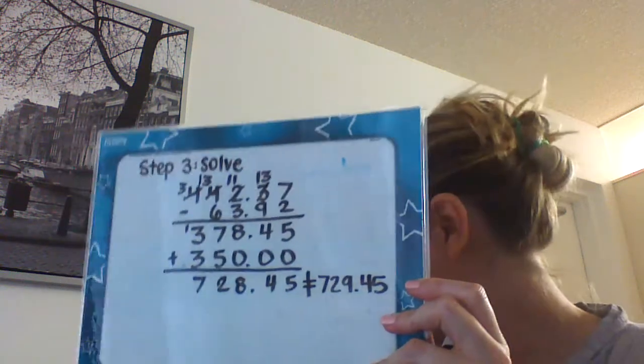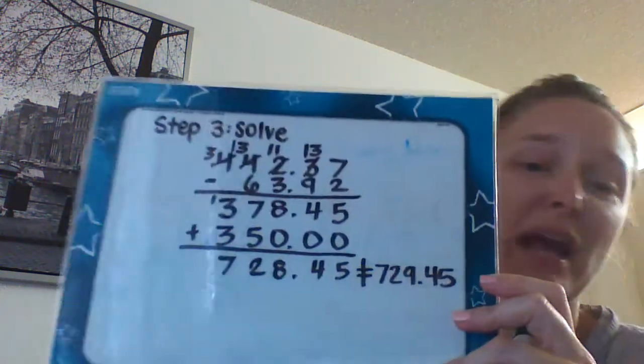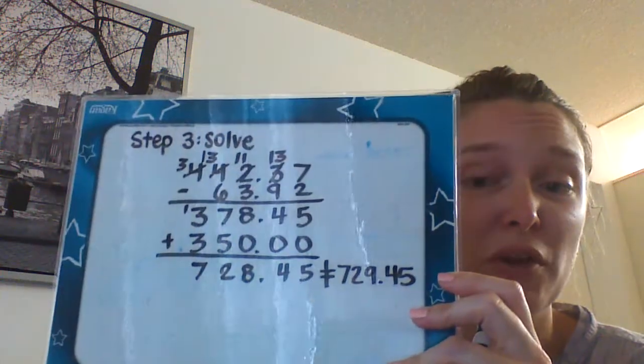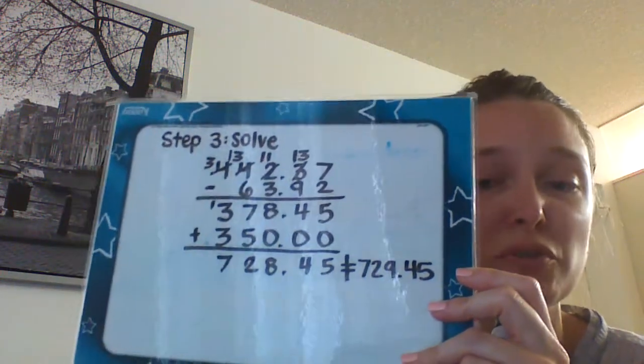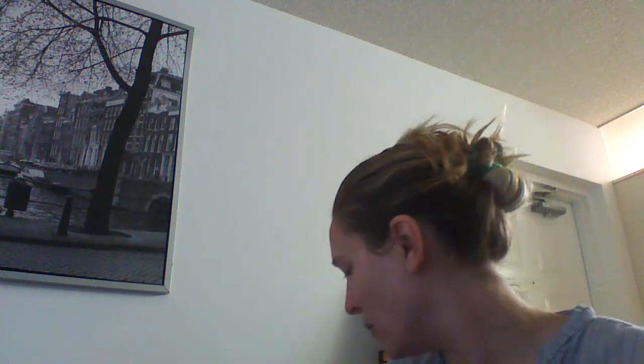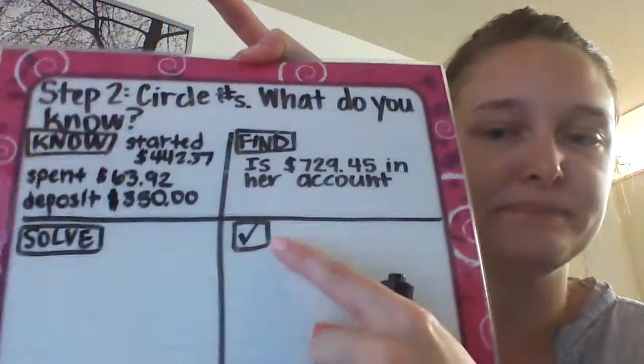She is incorrect. Mrs. Freeman has the wrong amount as what she has in her account. She really only has $728.45. She was off by $1. But just to make sure our work is correct, we always, in that fourth and final box, check it.